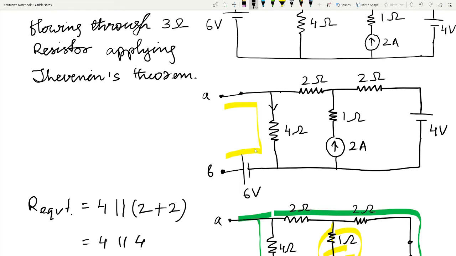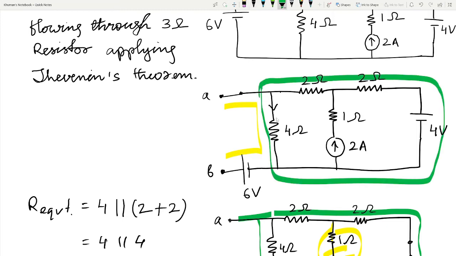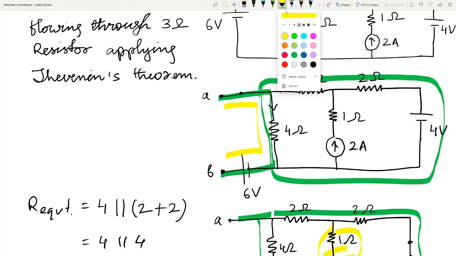Okay, so in order to find out this, we can calculate part of the network only, and if we know the current flowing through this 4 ohm resistor, then we can easily find out the voltage drop at this terminal A and B, that is VOC. Okay, so the voltage drop at this part will be the voltage drop at the 4 ohm resistor minus the source, this 6 volt. Okay, now let's solve it.